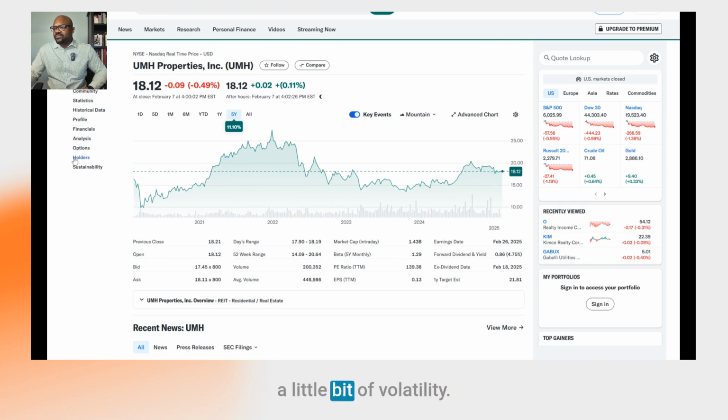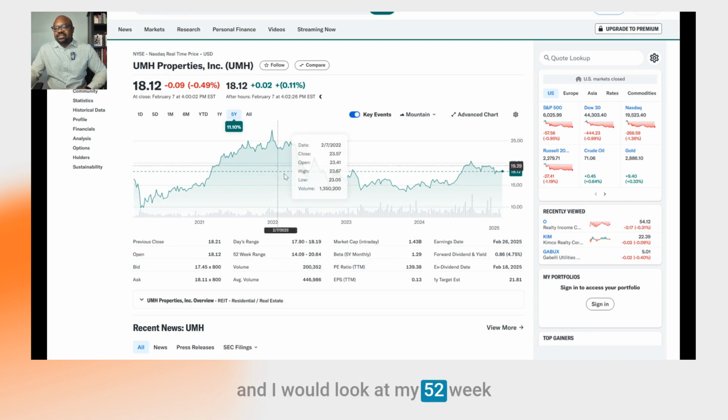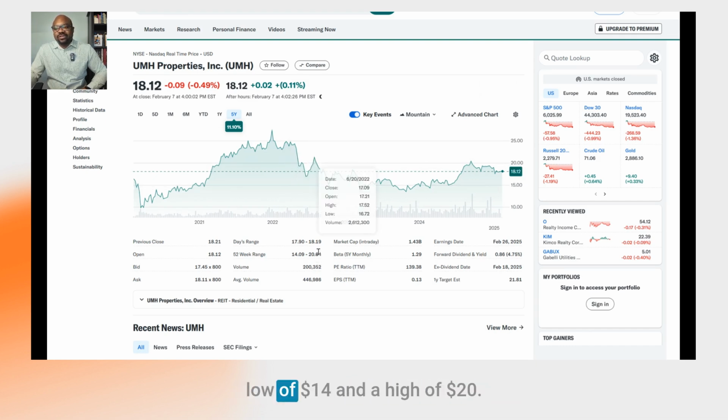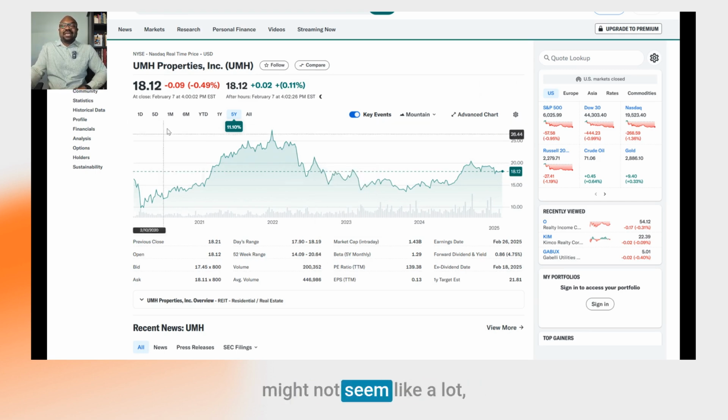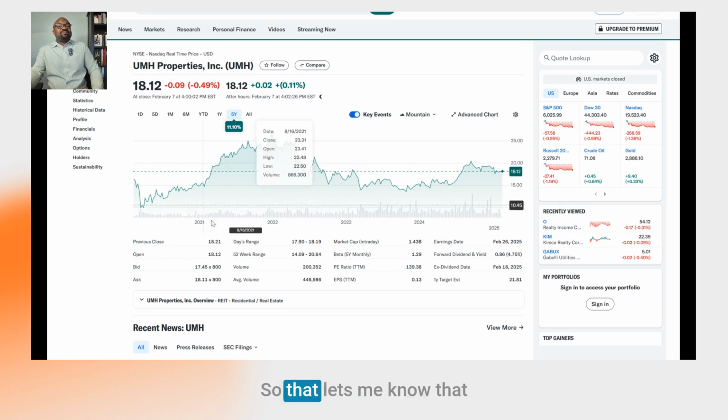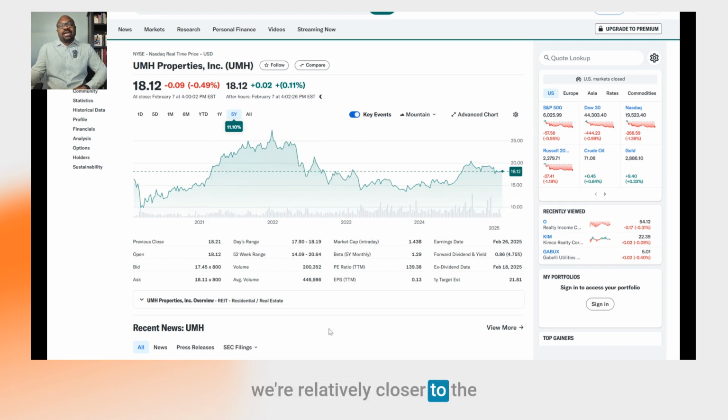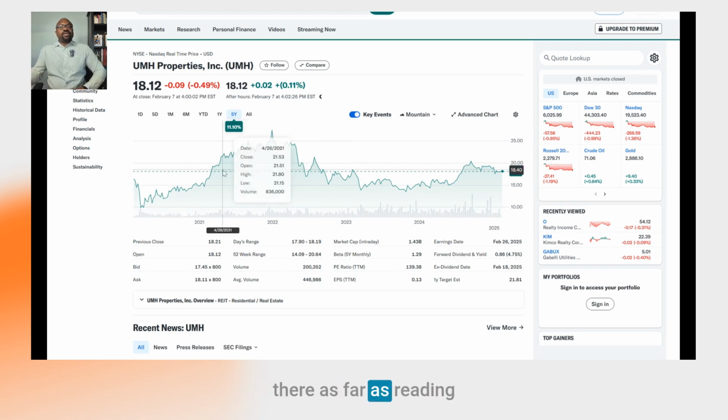I can see that there was a little bit of volatility. How do I know that? Well, I would come down here and look at my 52-week range and I can see that I had a low of $14 and a high of $20. And while that $6 change might not seem like a lot, we're really talking about upwards of 30% as far as the change. And then I can say, all right, well, we're at a high of $20.64. It's currently at $18.12. So that lets me know that we're relatively closer to the high than we are to the low. And then we can go from there as far as reading about the companies.